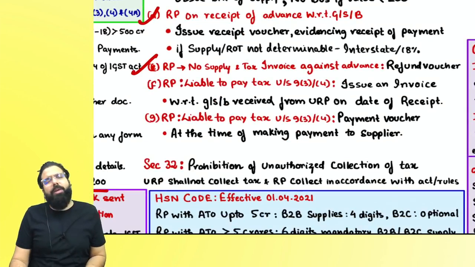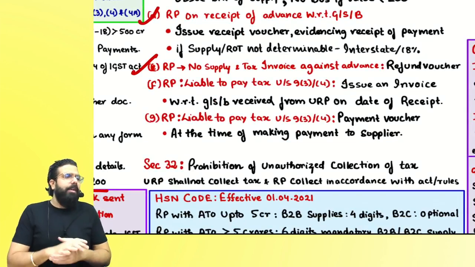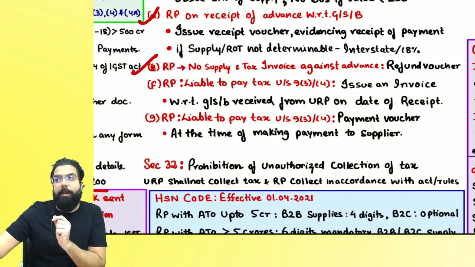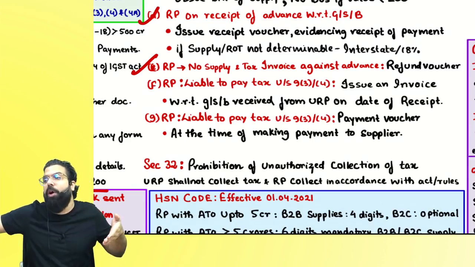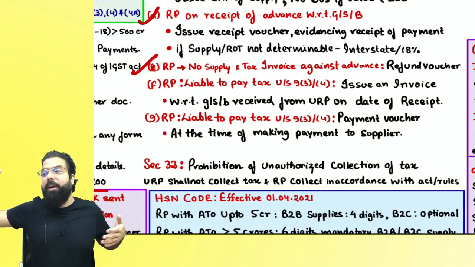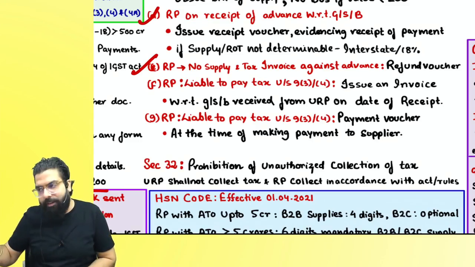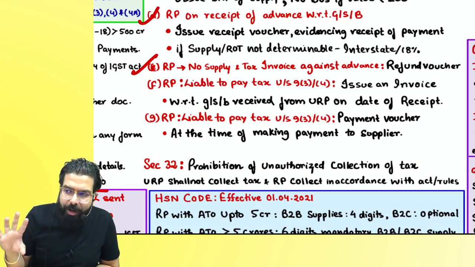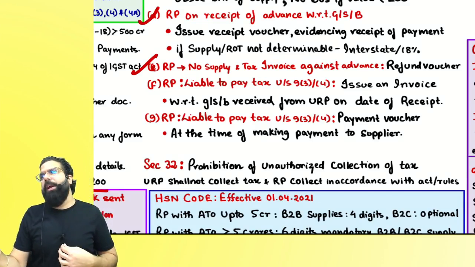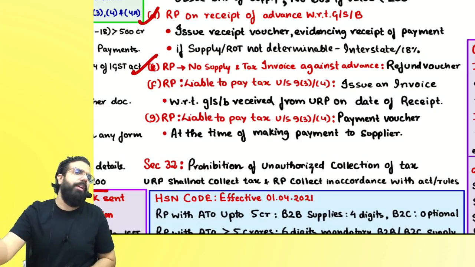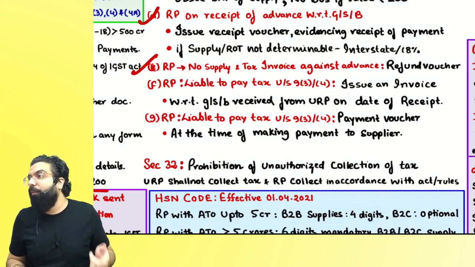Section 31(3)(e) says a registered person, if he has received an advance but did not supply and did not issue the tax invoice, but he is going to cancel the contract, or goods are being returned, sorry, if he has not made any supply, or has not provided any service, the government is telling you, if you have received the advance, no supply, no tax invoice, you can issue a refund voucher.